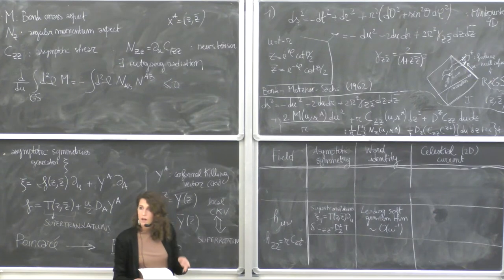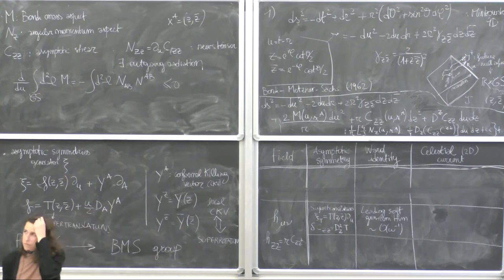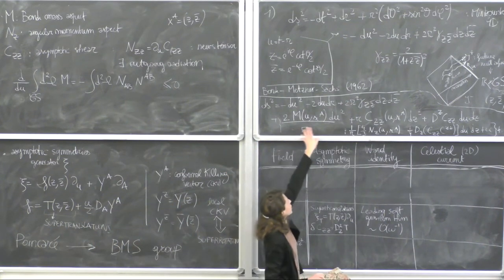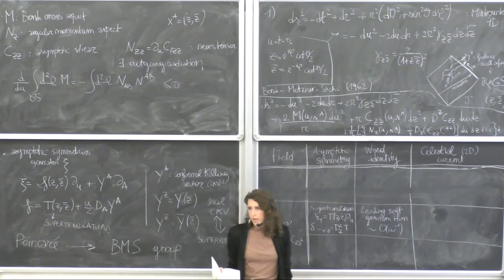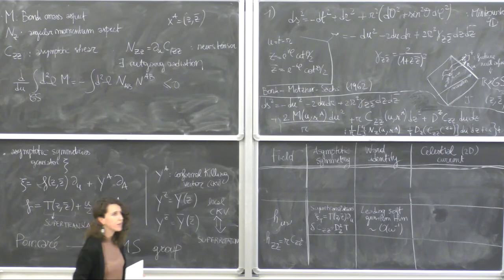Just one curiosity. If you act with the supertranslation, you say that you're modifying this C_zz. Do you also modify the other functions? Yes. Each symmetry changes everything in a well-controlled way. I'm just not writing the expressions. They can get very messy and complicated, but yes.